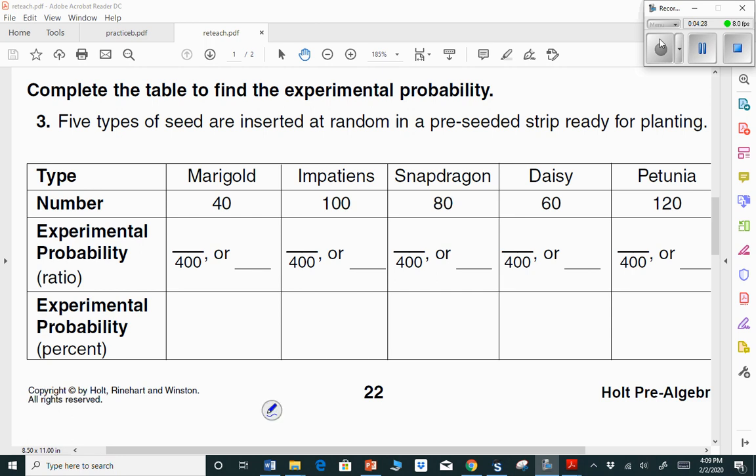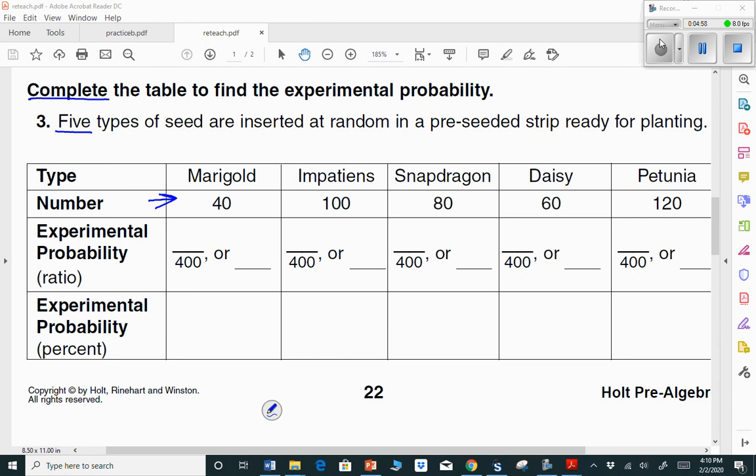Now they're asking us to complete the table to find the experimental probability. A very exciting story again here. 5 types of seed are inserted at random in a pre-seeded strip ready for planting. And we don't really even care if we understand that or not. We've got all these numbers here, and we need to know what they add up to.